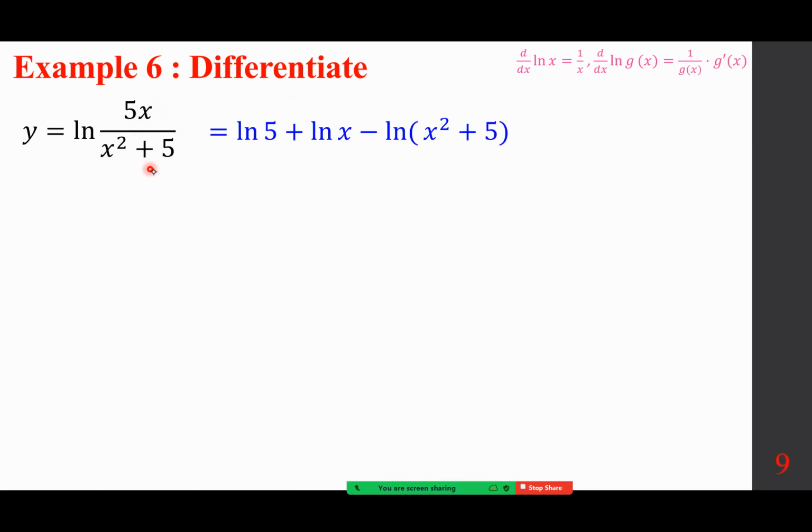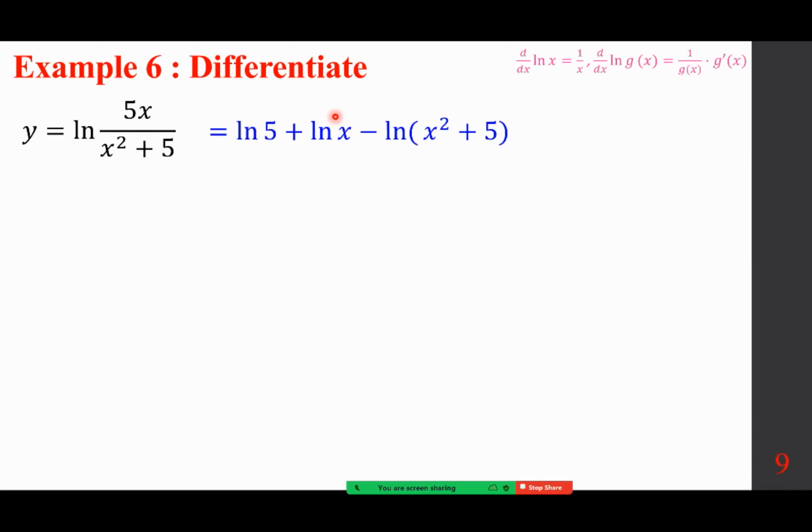So ln of the top minus ln of the bottom. All right. Now let's differentiate. Ln 5 is a number. The answer is 0.